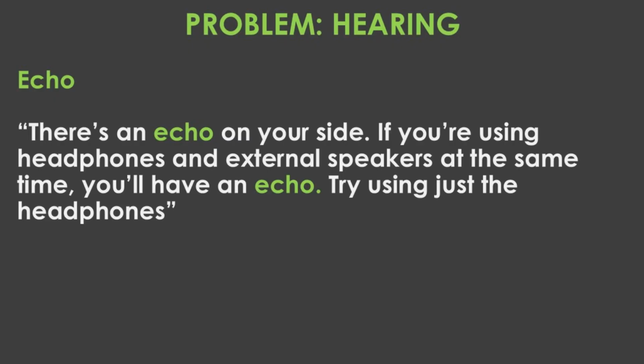Sometimes we can hear the person, but there's an echo. So an echo is when we say something and we can hear it being repeated back to ourselves. The cause for this echo is generally because the person is using external speakers for hearing and a separate microphone for speaking. Tell the person there's an echo on your side. If you're using headphones and external speakers at the same time, you'll have an echo. Try using just the headphones.